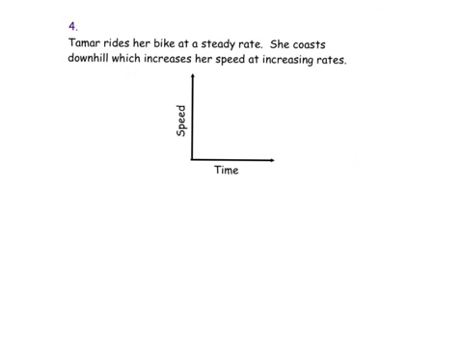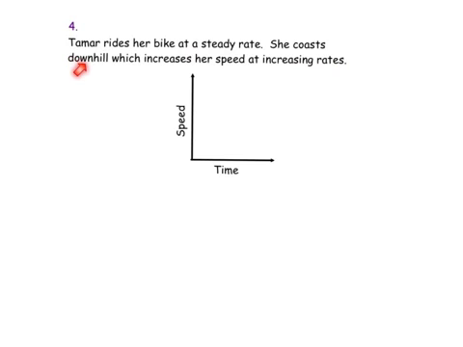All right, last example. This is like the second example on this video, but the third example on your paper. This is where you need to draw out the graph given this situation. Tamara rides her bike at a steady rate. So remember, steady, that's making me think that it's constant. And then she coasts downhill, which increases her speed at increasing rates.